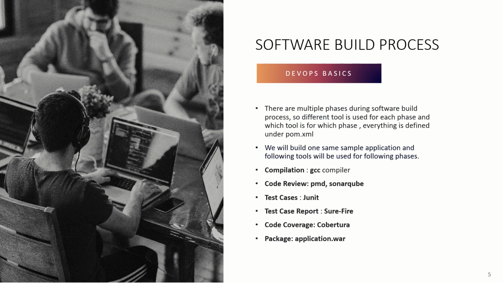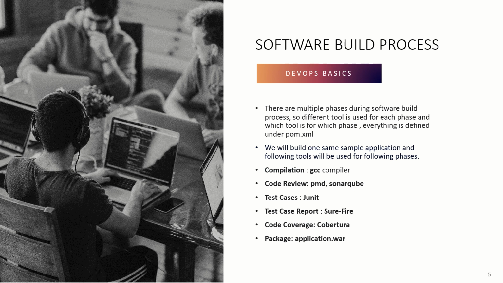So now let us understand the complete software build process. There are multiple phases during the software build process. A different tool is used to achieve each phase, and which tool is used for which phase is defined in this pom.xml file. In today's example, certain tools are being used. Those tools may be similar to the ones you are going to use in your projects, or maybe different, but the architecture or the structure will remain the same.